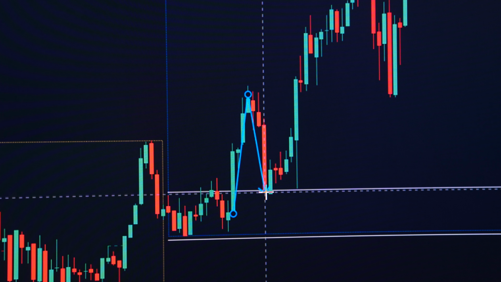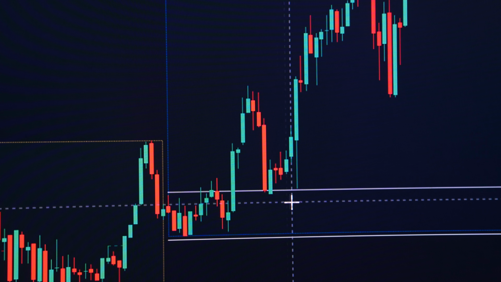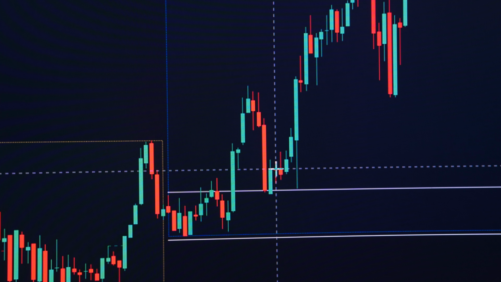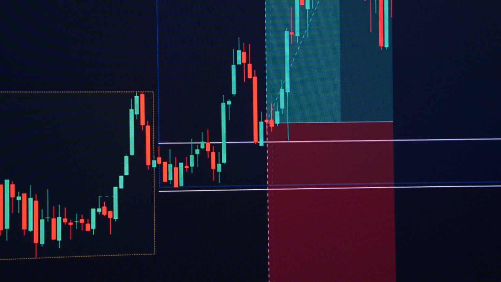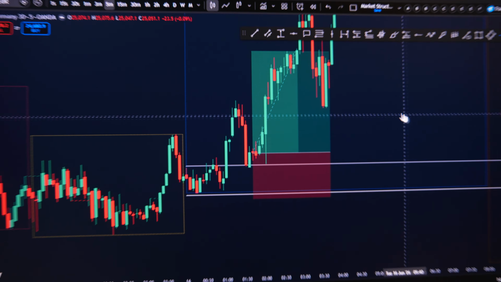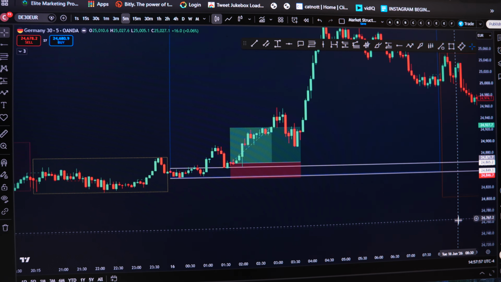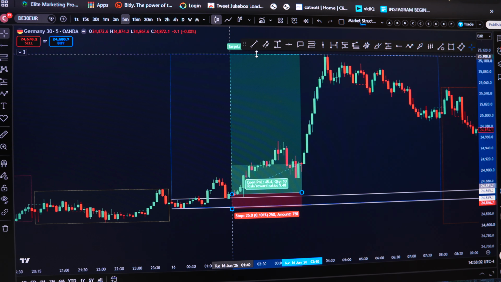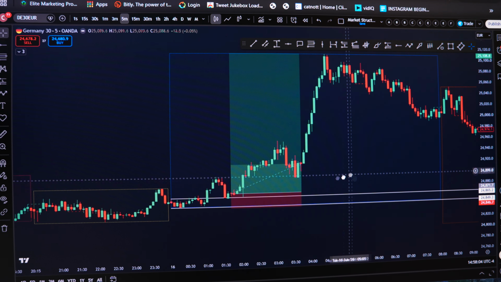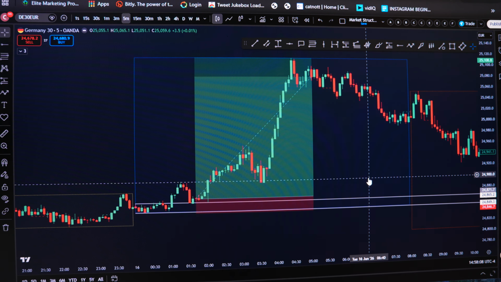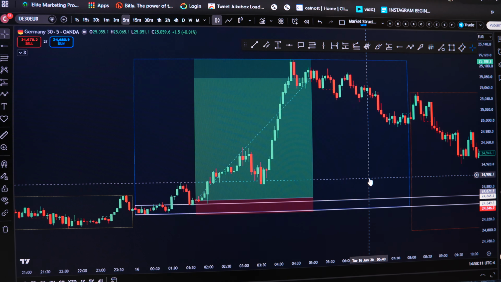So this would have been your entry here. Once you see that break and retest, it came back down here and retested, you got a rejection here. This is your entry. You'll put your stop right below the ORB, and this is your real move. You could have caught this whole move, guys. You see this? This is crazy, isn't it? You see how powerful this is? That's your move, guys.